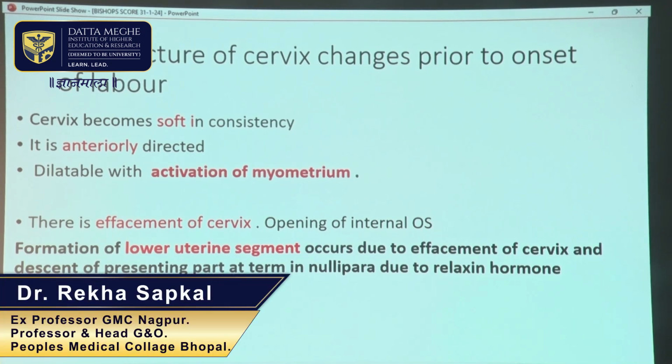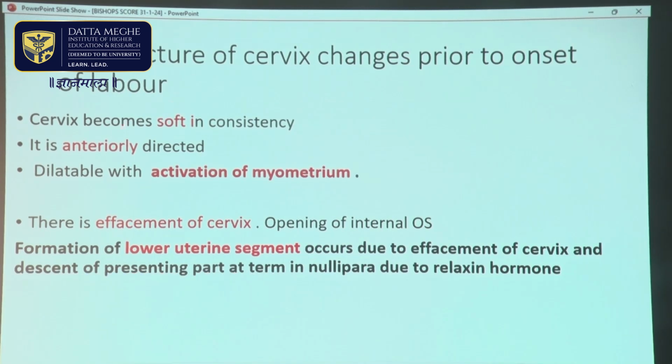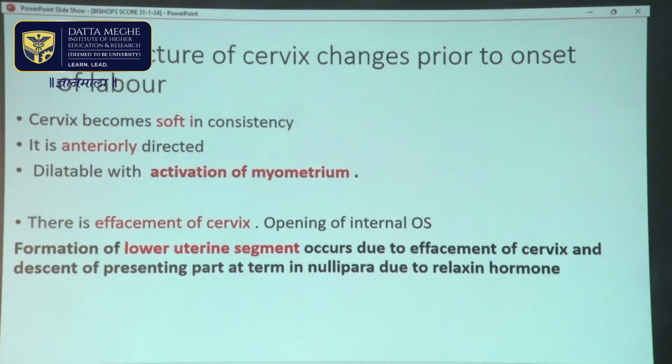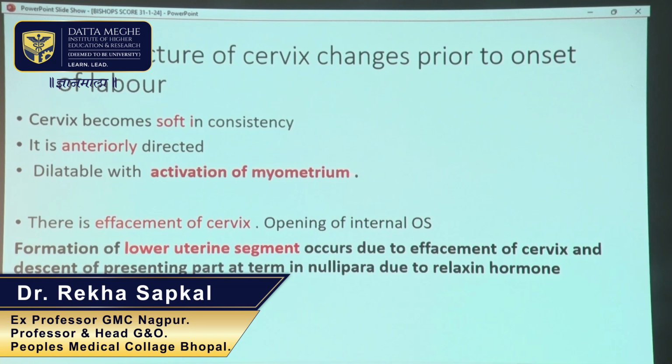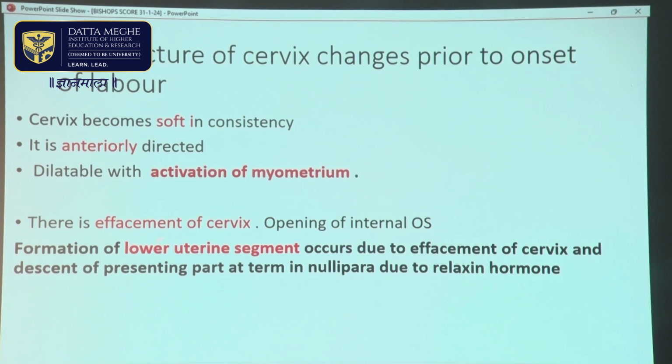The architecture of the cervix changes 2 weeks prior to the expected date of delivery. In these cases, the cervix becomes soft in consistency, anteriorly directed, meaning in the direction of the introitus, dilatable and stretchable to some extent because of the activation of the myometrium. We learned in the last class how this activation takes place, and there is also effacement of the cervix. What do we understand by effacement of the cervix? There is opening of the internal os and it results in formation of the lower uterine segment.